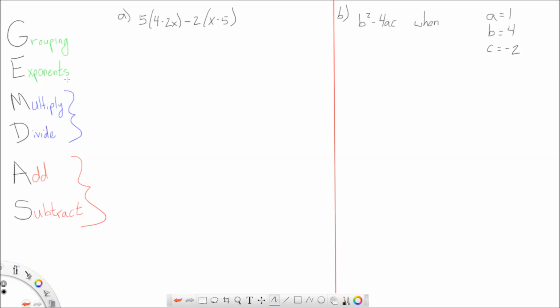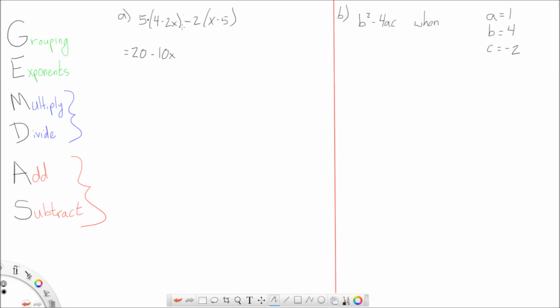So we go into exponents and no exponents, but now we're going to multiply and divide left to right. So the first multiplication we have is right here. Alright, so this 5 is going to distribute into both of these. Alright, so the 5 times the 4 gives us 20. Alright, and the 5 times the negative 2x gives us a negative 10x.